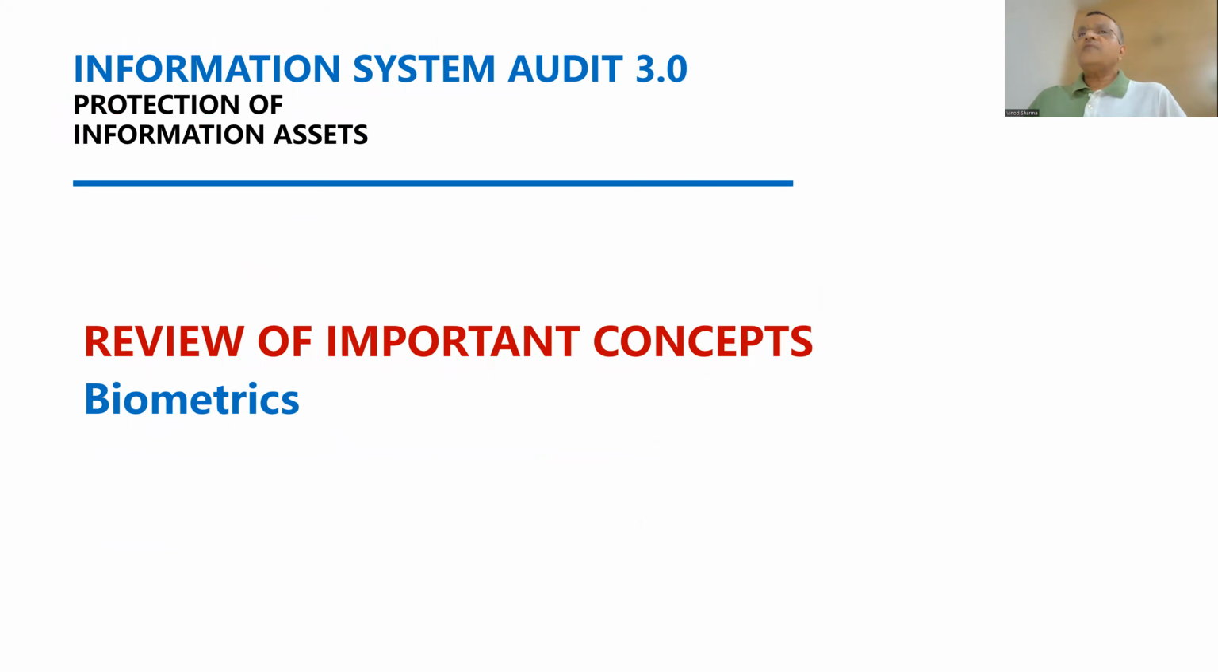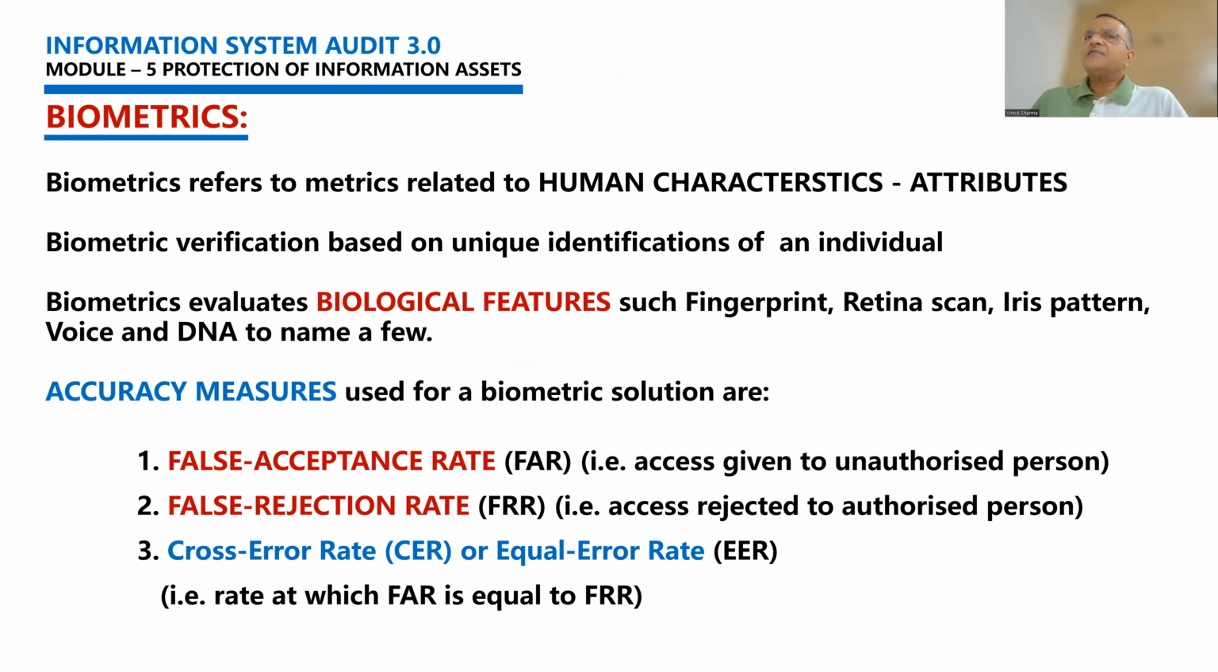Now we move on to another important concept in module 5, which talks about biometrics, that is using human attributes for identification and verification. Now, biometrics refers to the metrics based on human characteristics or attributes. For instance, my voice, my fingerprints, my retina scan, my DNA, my hair strand, all these types of things are considered a part of biometrics.